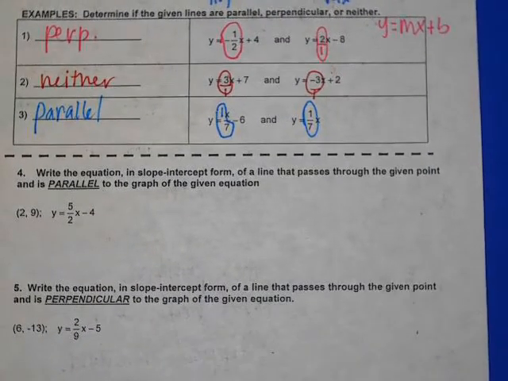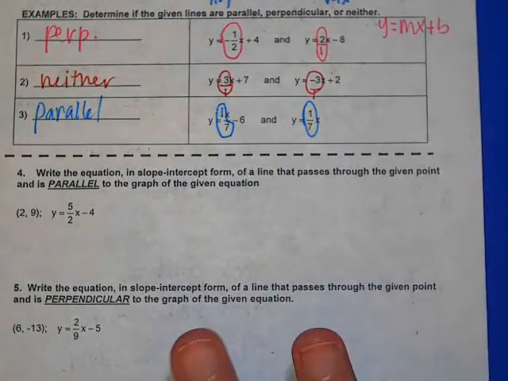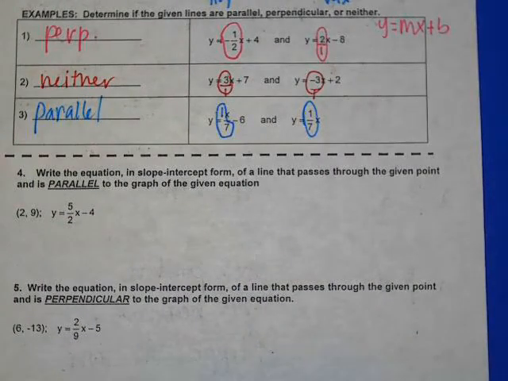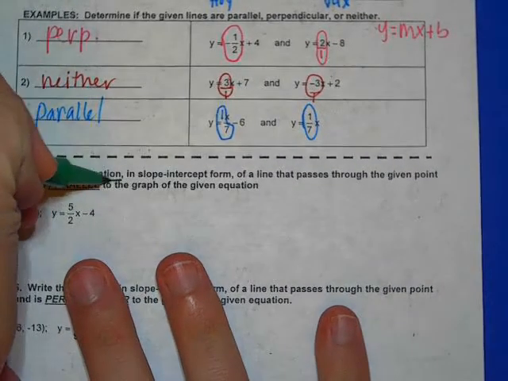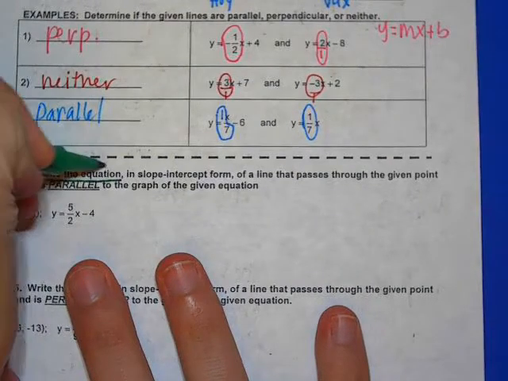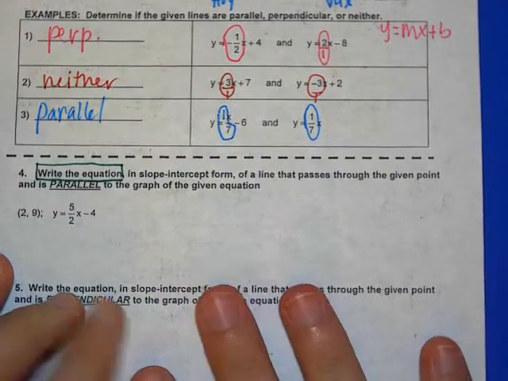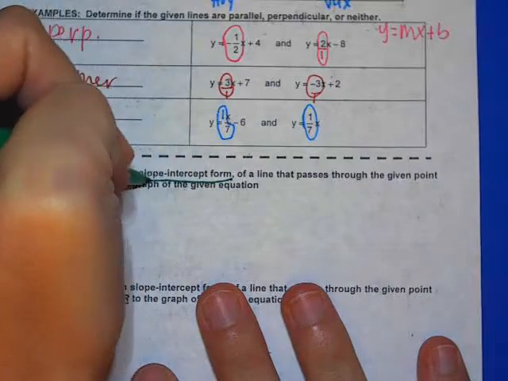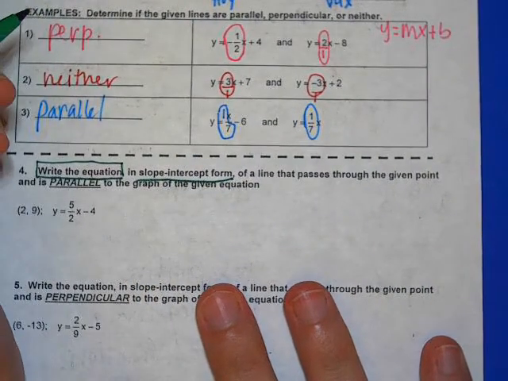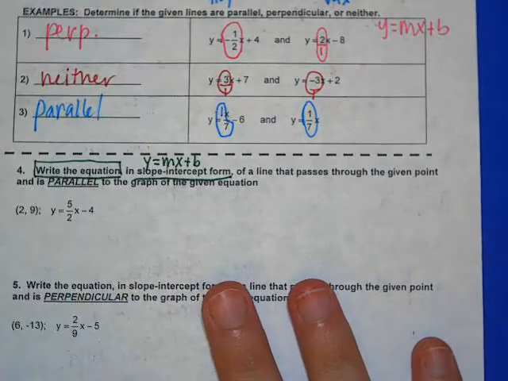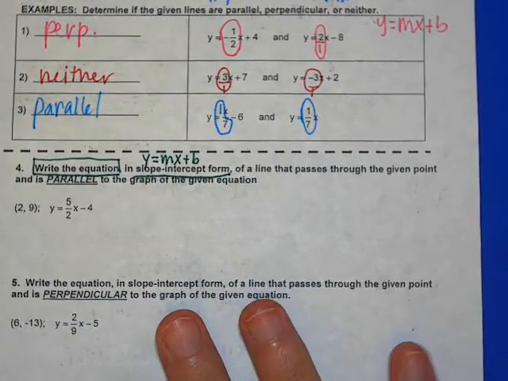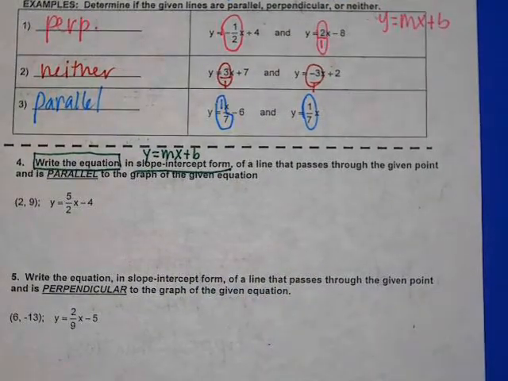Okay, now, are we good so far? Okay, now we're going to step it up a notch. It says write the equation. So my answer is going to be an equation. Write the equation in slope-intercept form, which is y equals mx plus b. Okay, so that's going to be my answer. A line that passes through the given point and is parallel to the graph of the given equation.